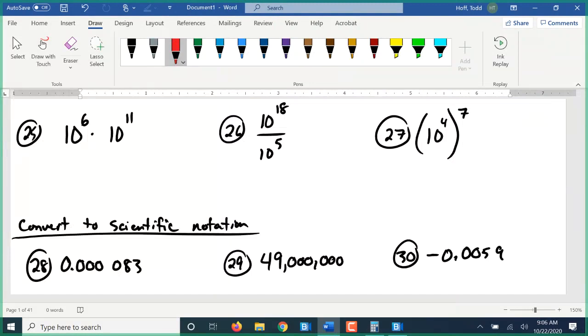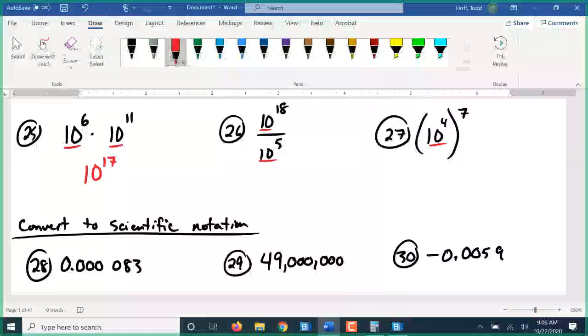Combining 10 to the 6th times 10 to the 11th. Remember, when we have exponents with the same base, both of these have a base of 10. In fact, all these exponents here have a base of 10. When we multiply, we can simply add the powers. So 10 to the 6th times 10 to the 11th: 6 plus 11 is 17, so that's just 10 to the 17th.